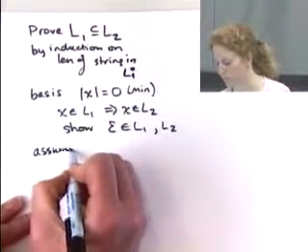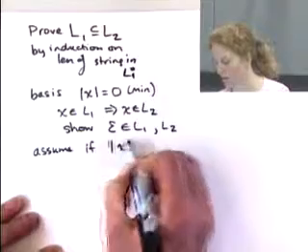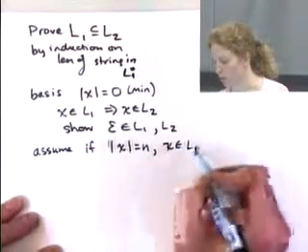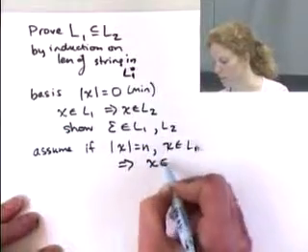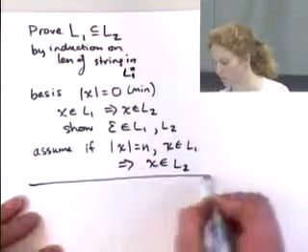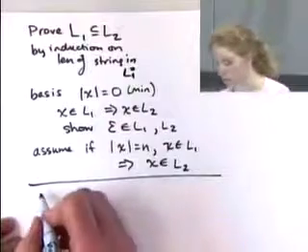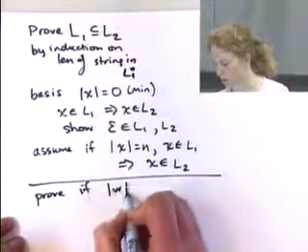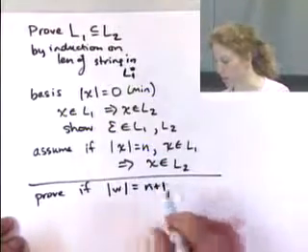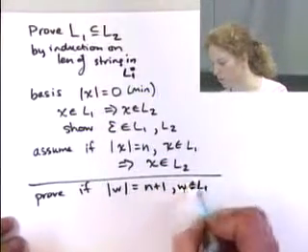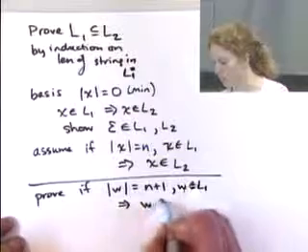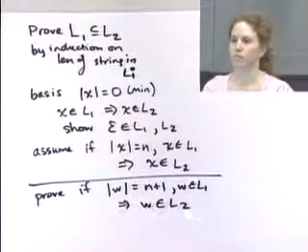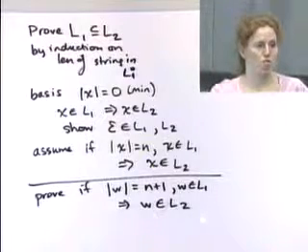Assume if the length of a string is n and x is in L1, then that logically implies that x is in L2. You want to prove if the length of w is n plus 1 and w is in L1, then that implies that w is in L2. And you'll use your assume statement to do that.